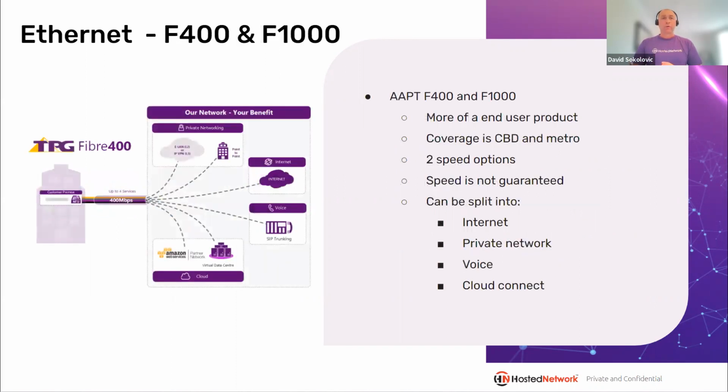The next carrier we'll talk about is APT's Fibre 400 or Fibre 1000. It's a great flexible Ethernet product. It is in a lot of places, mostly metro and CBD, but it's more geared towards end customers, not wholesalers. And I say that for 2 reasons.